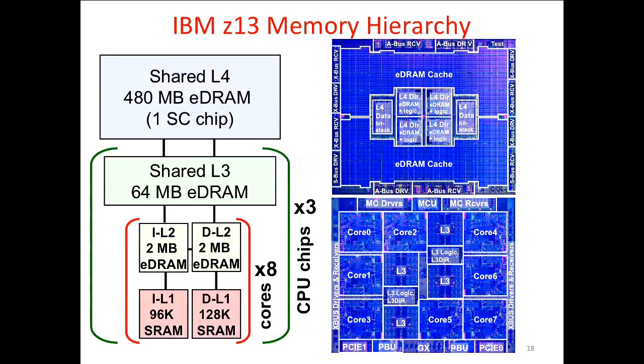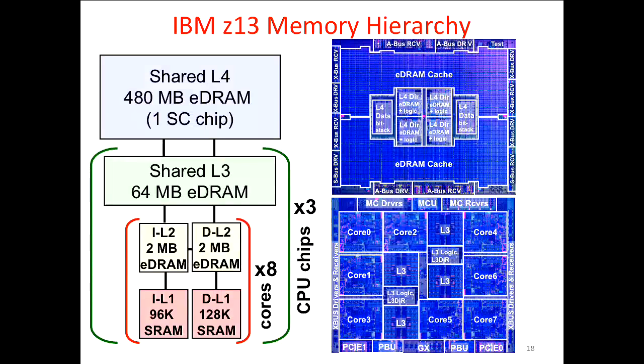Shared means there are 8 cores on this chip. There are 8 independent processors on the chip that run in parallel. They each have their own independent level one and level two, but they share this large level three on the chip. And that level three is 64 megabytes of cache on the chip.